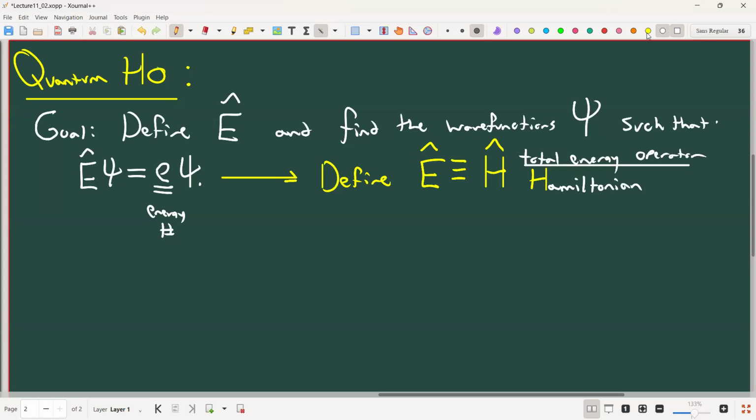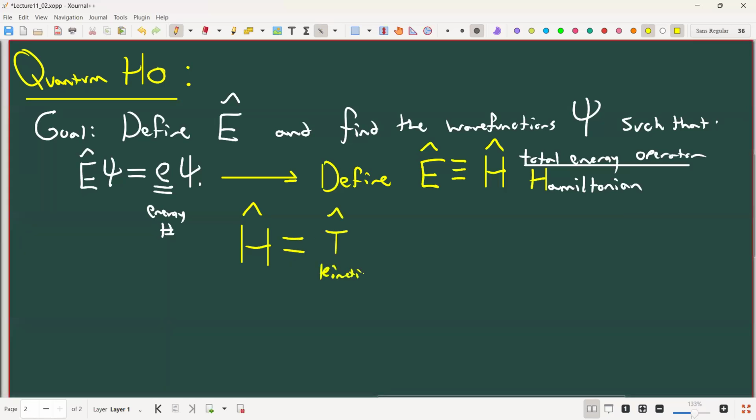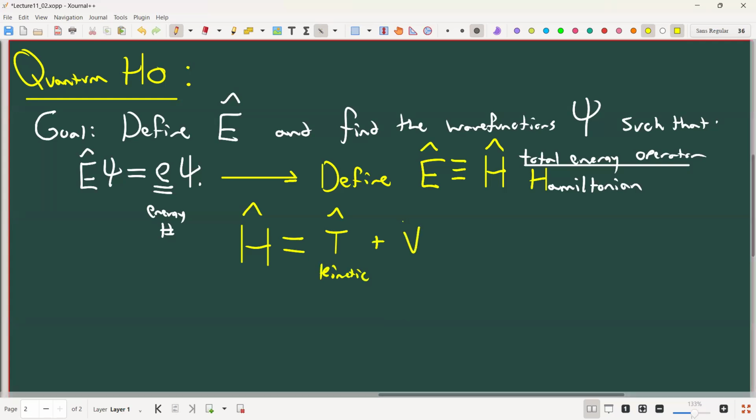And the Hamiltonian is split up into two terms. Before, we have a kinetic energy term, and we have a potential energy. Well, we already know what the kinetic energy looks like. The kinetic energy operator is exactly the same as it was before.